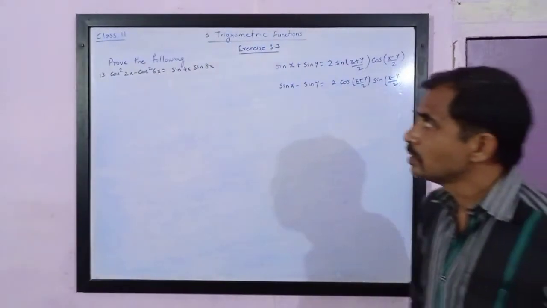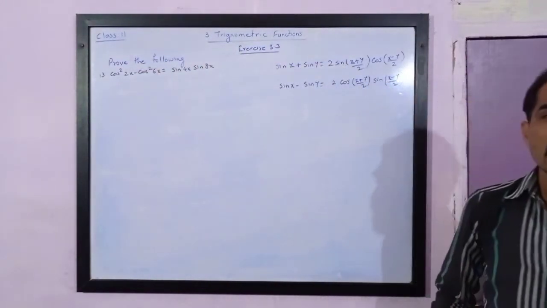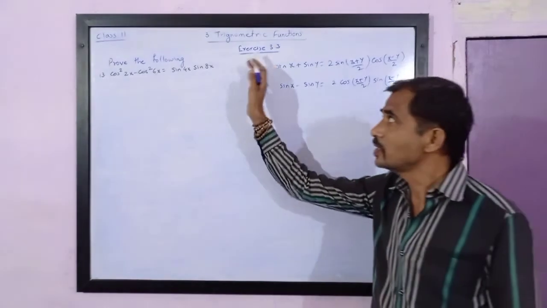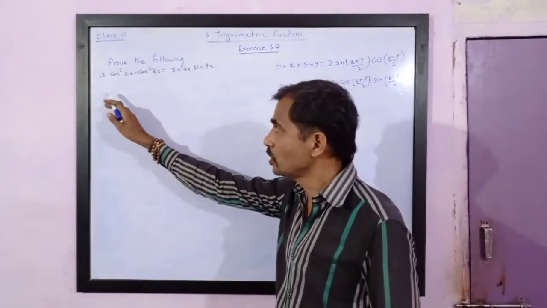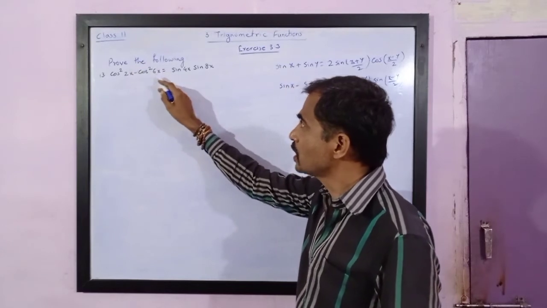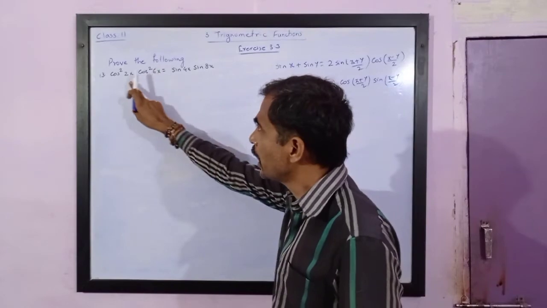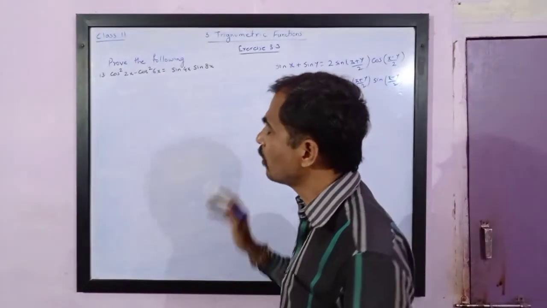Dear friends, in class 11 we are studying the third chapter, trigonometric functions, and we are solving problems from exercise 3.3. The 13th question is: we have to prove cos square of 2x minus cos square of 6x is equal to sine 4x into sine of 8x. Now this problem can be solved as we have solved the 12th problem.